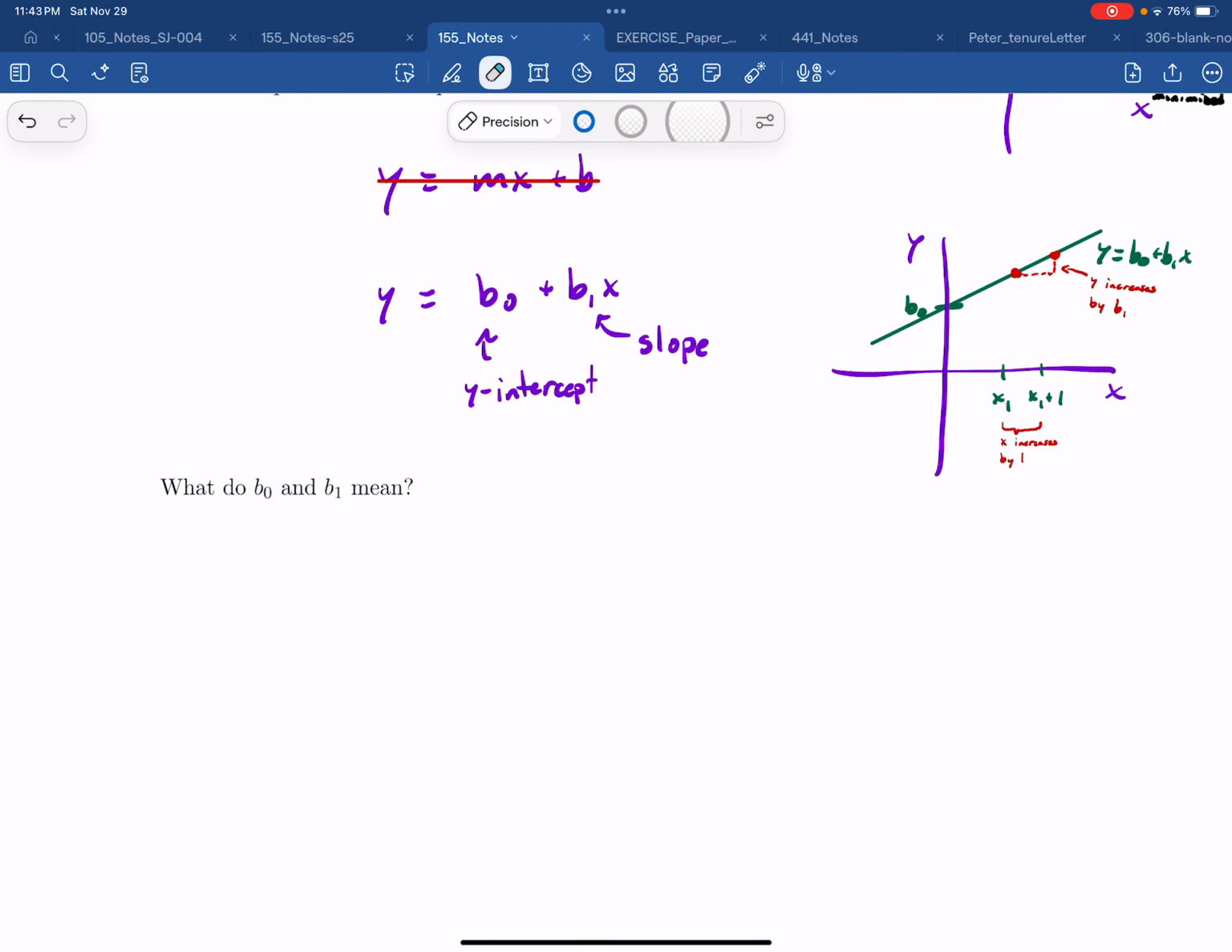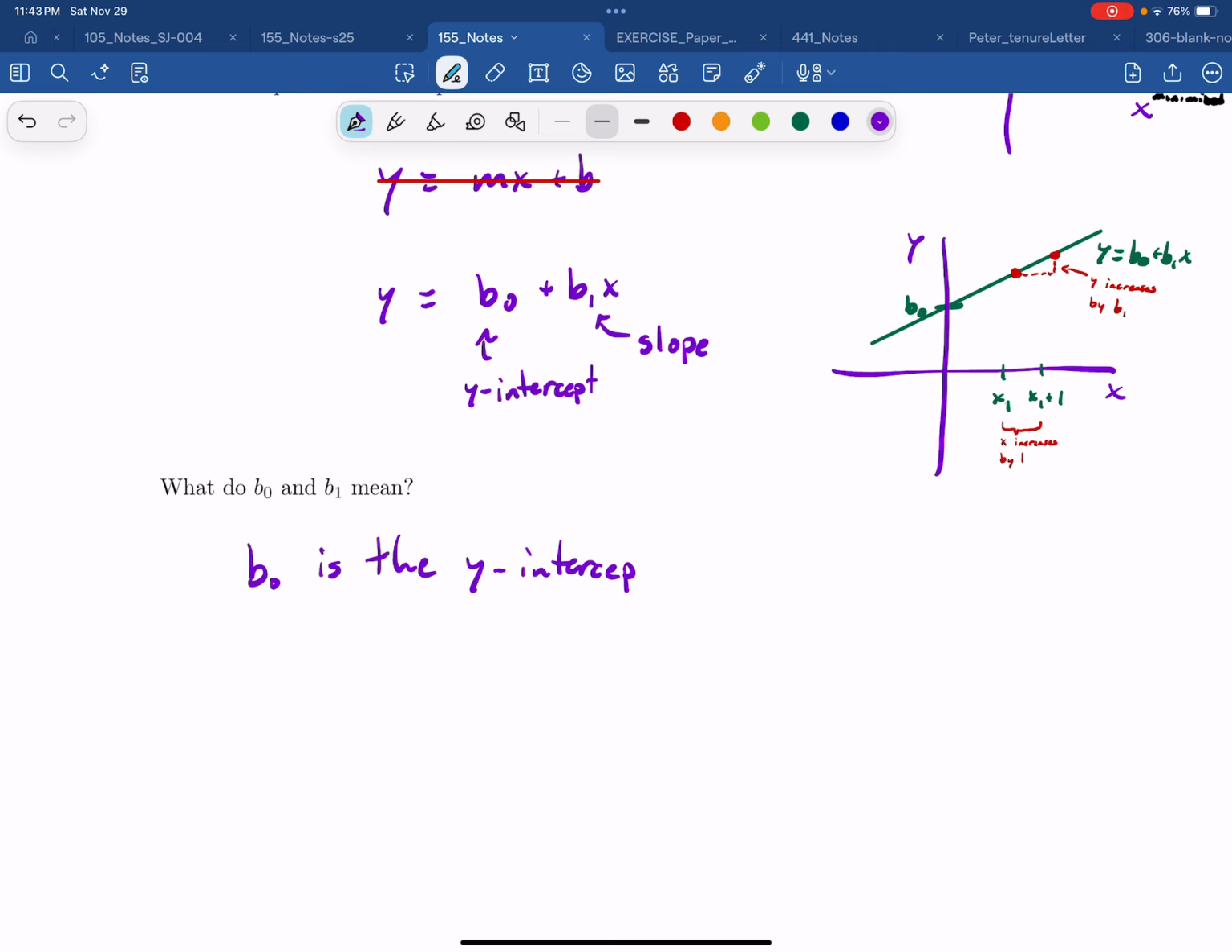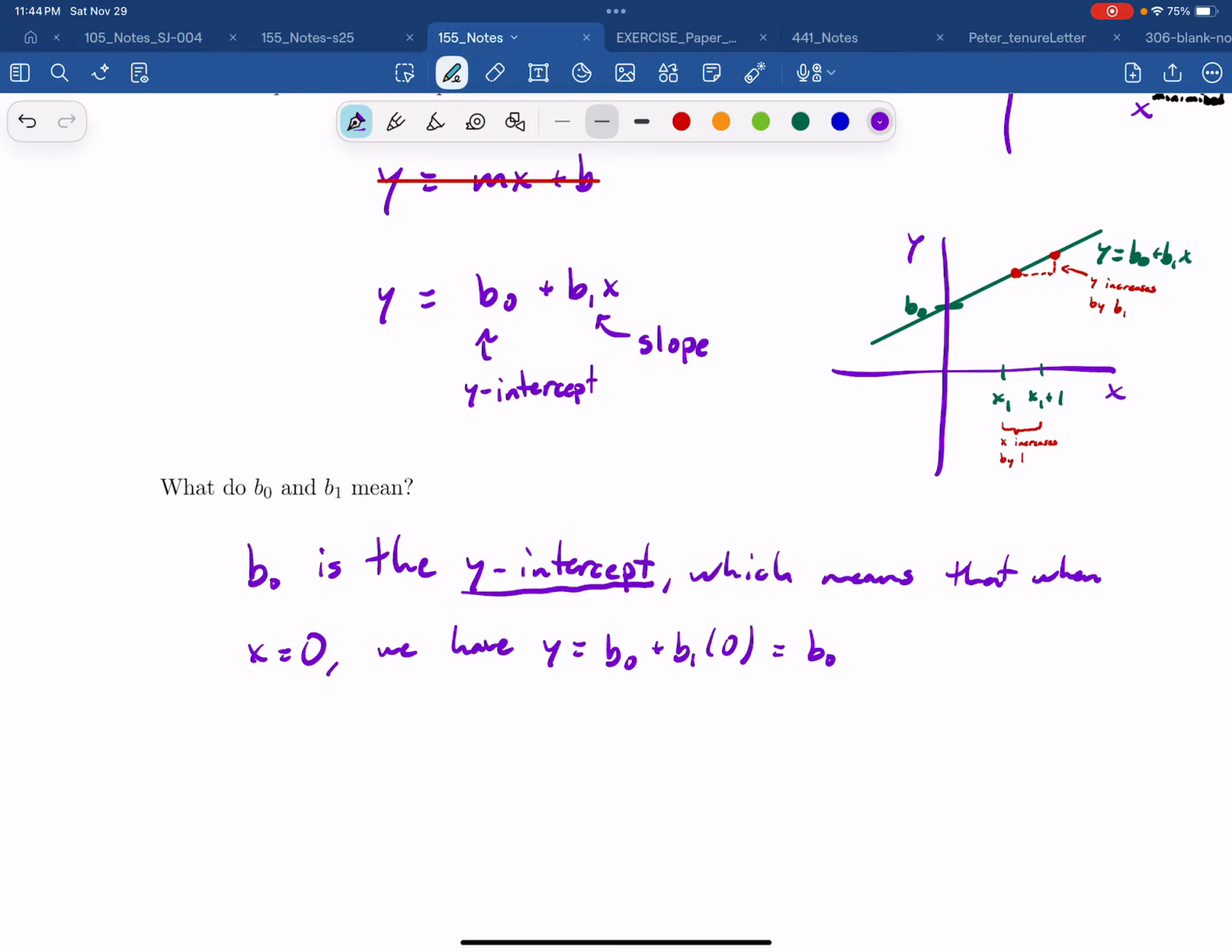Well, b naught is the y-intercept, which means that when x equals 0, we have y equals b naught plus b1 times 0, which equals b naught.